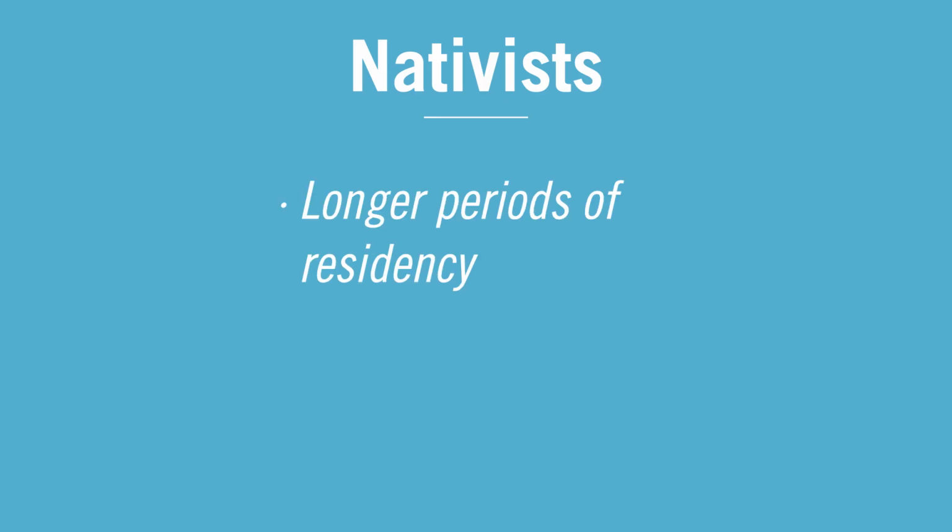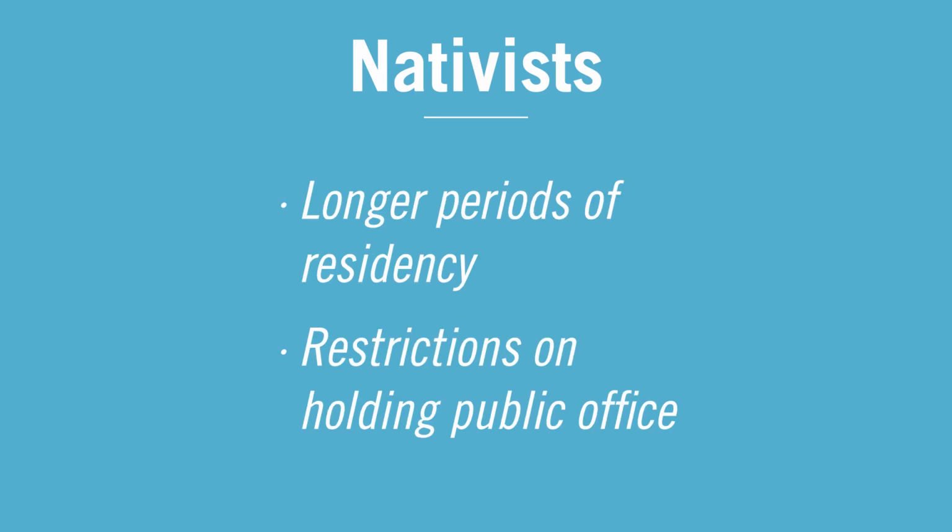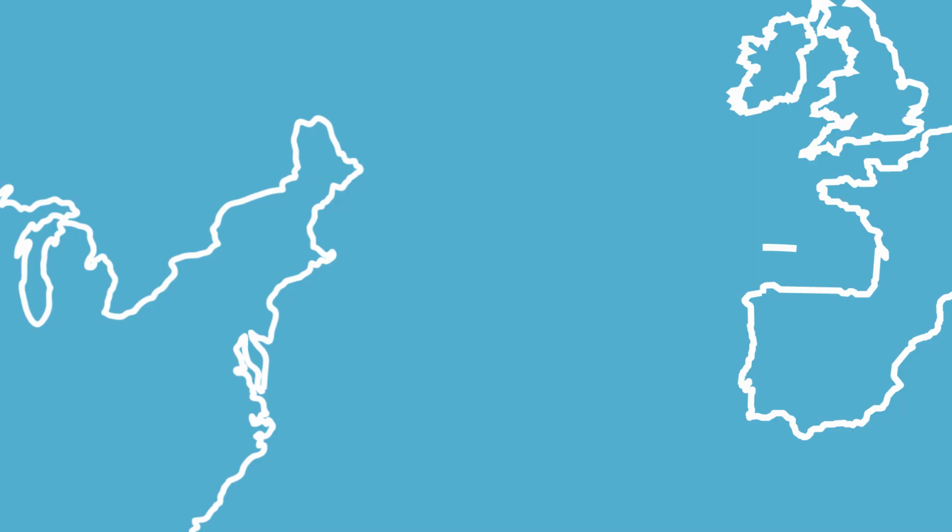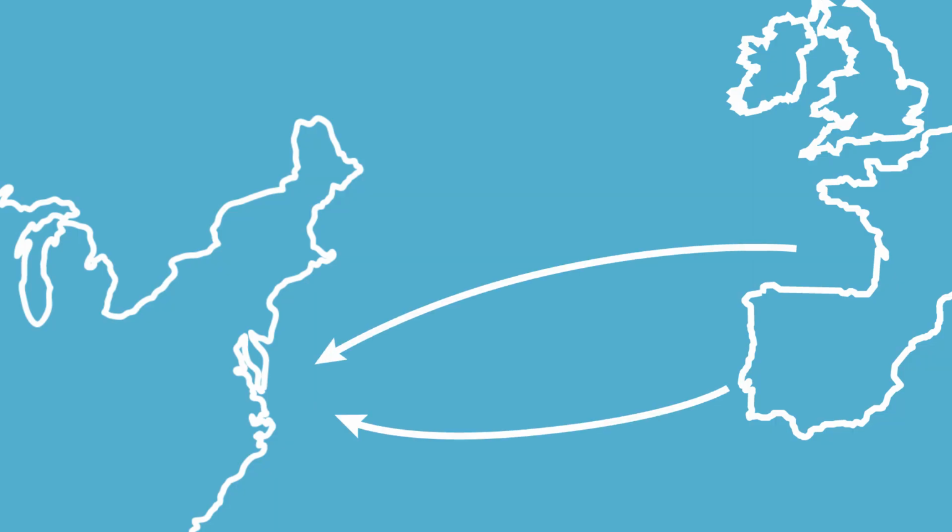Though they were unsuccessful, nativists began seeking more stringent definitions of citizenship, usually calling for longer periods of residency, up to 15 years, and restrictions on holding public office. Nativism and anti-Catholicism became a major item in national and local politics in the 1850s, which influenced increasing calls to limit immigration following the Civil War.